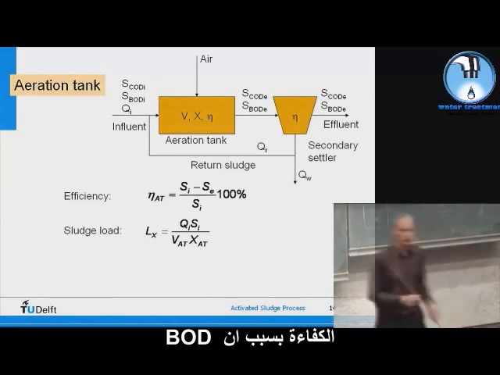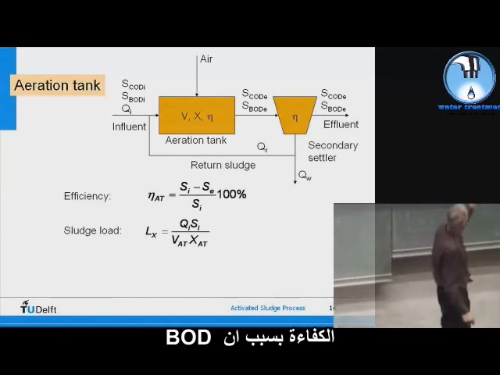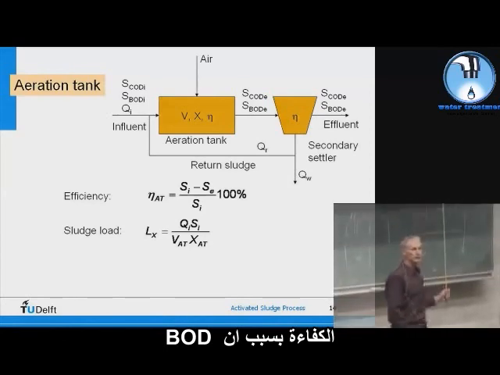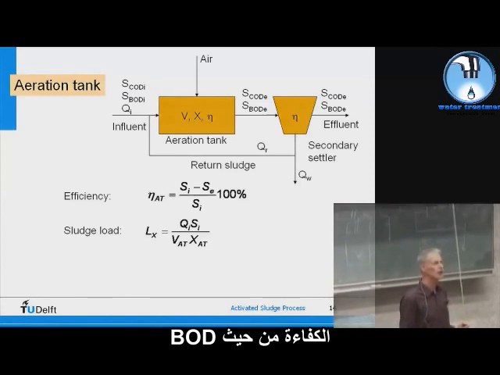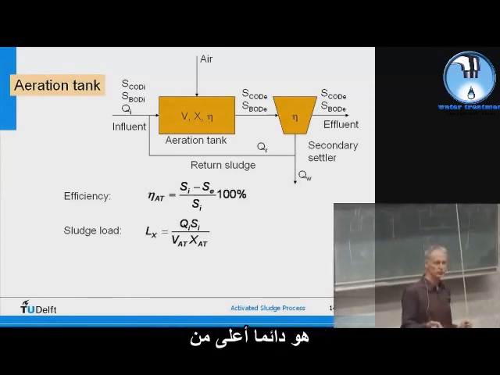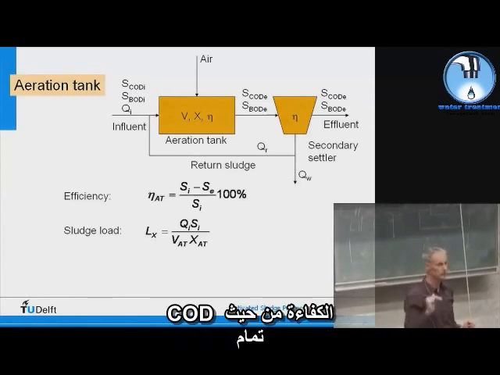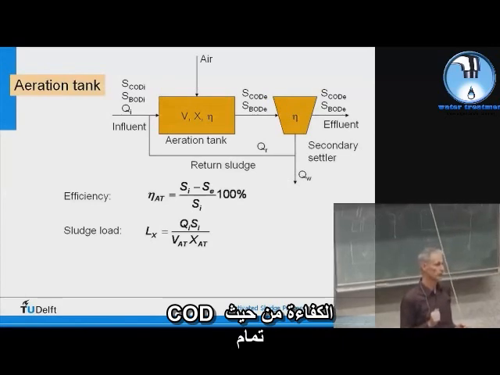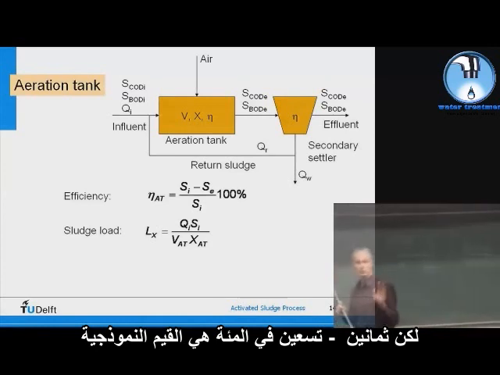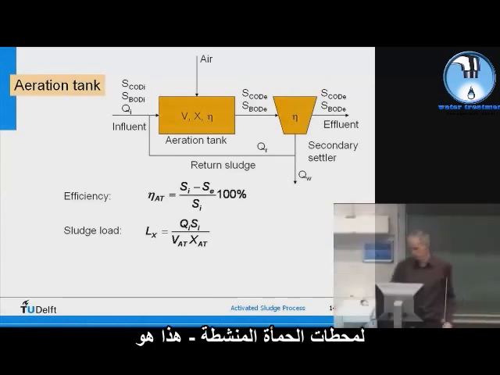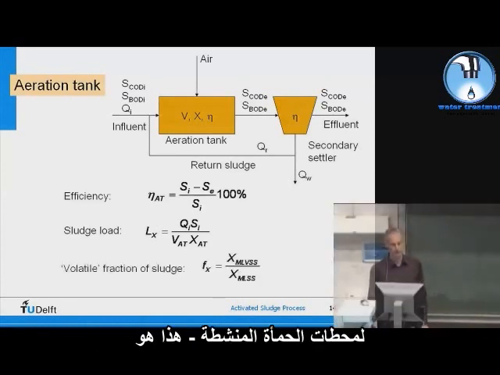So also in terms of efficiency, because the BOD will be degradable and the COD not fully degradable, the efficiency in terms of BOD is always higher than the efficiency in terms of COD. Agreed? But 80, 90%, that's typical for activated sludge plants.